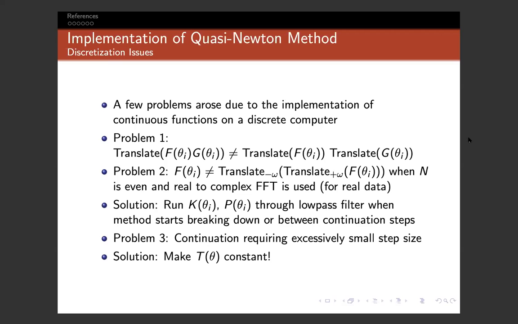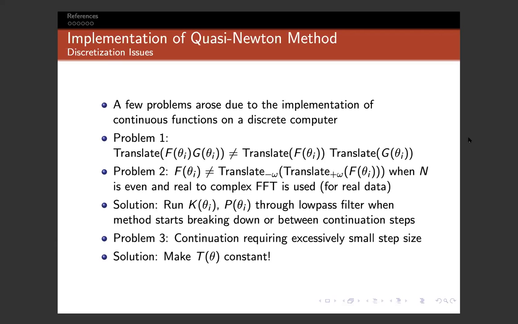So the solution we found was just to run the K and the P, or their discrete representations as arrays, through low pass filters whenever the method starts breaking down or between continuation steps. So this solved our issue, and we were finally able to continue many tori all the way.